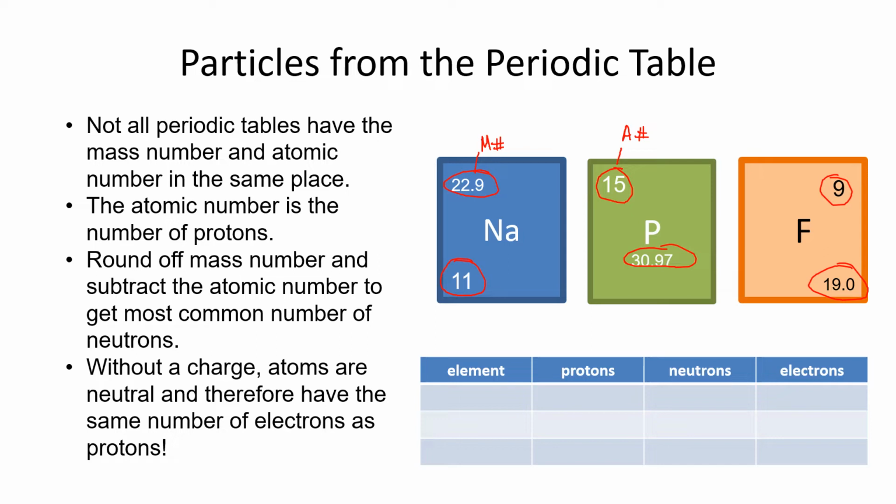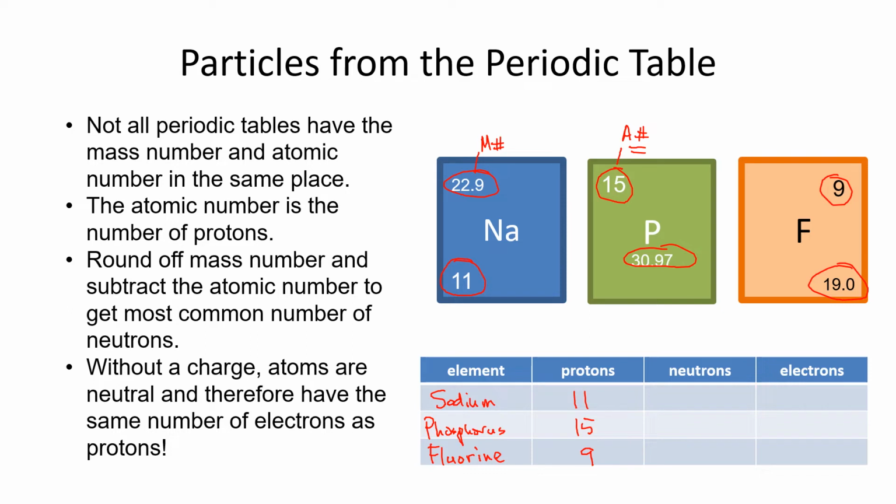And so what you do if you're trying to determine the number of each of the particles is you have to use those two values. So first off, the number of protons is the same as the atomic number. If we're looking at the first one here, which is sodium, there's going to be 11 protons. The next one, phosphorus, is going to be 15 protons. For the last one, which is fluorine, F-L-U-O-R-I-N-E, there you go. Fluorine has 9 protons.